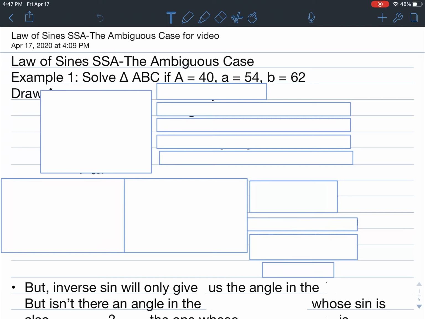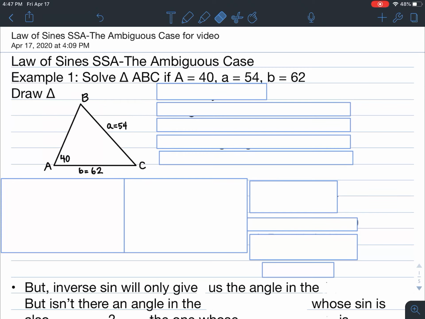It's easier to see that way. So solve triangle ABC if angle A is 40 and side a is 54 and side b is 62. Well, of course, the first thing that we're going to do is draw a triangle and label it. Make sure that the side is across from the angle with the same letter.